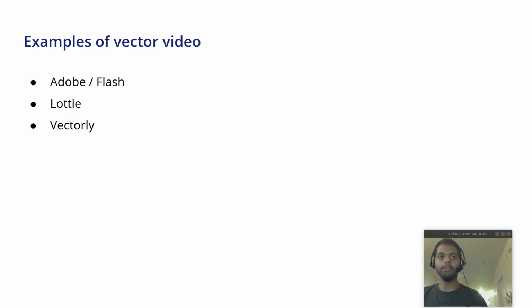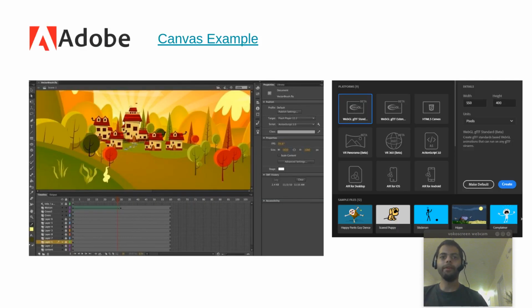And there are a couple of companies using vector graphics in video. Perhaps the most famous and well-known is Adobe. So if you ever use their Animate or After Effects software, you can export those animations to Canvas or WebGL or some of their proprietary runtimes.